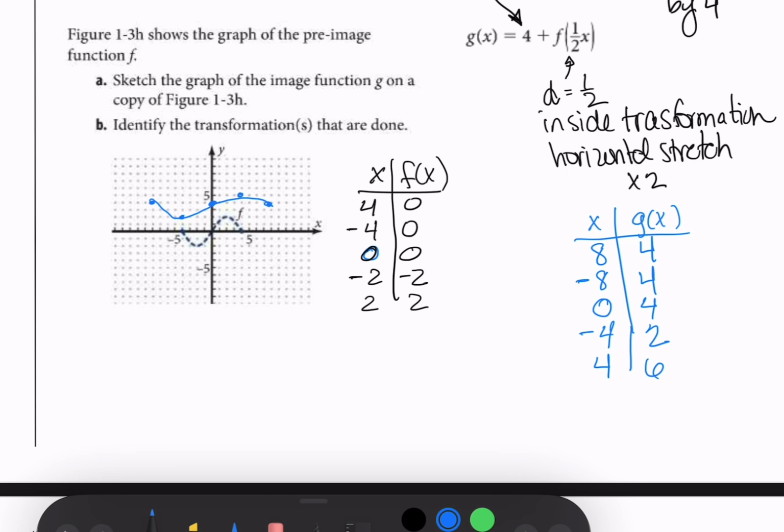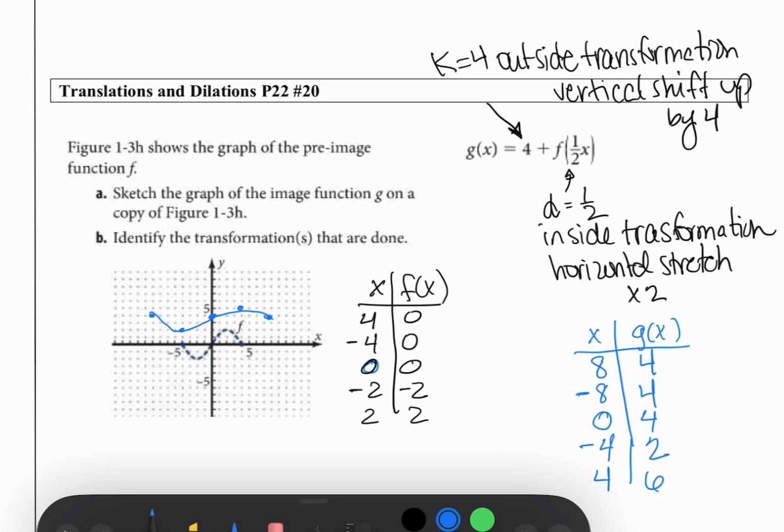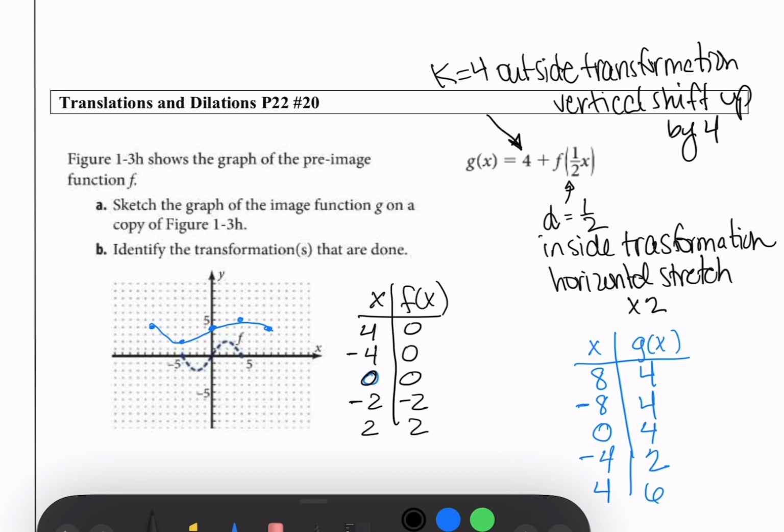Now that looks pretty terrible, but pretend like I did a good job with that. I've already identified the transformations, so B we did over here. And this was A.